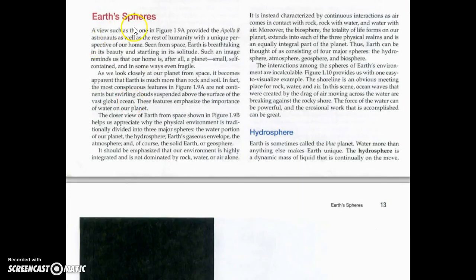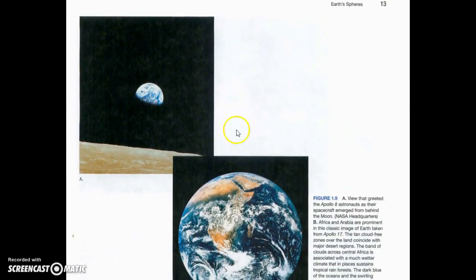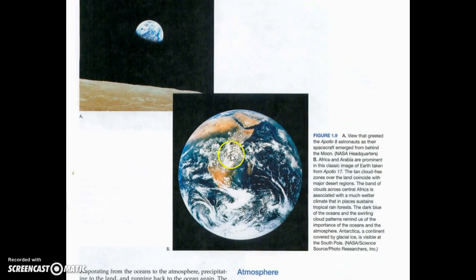Then we move into the Earth's spheres. We have the hydrosphere, right? Hydro, water, the water-based liquid that is constantly in motion. And here's a picture from the moon looking at the Earth. And obviously here's a picture of the Earth itself.